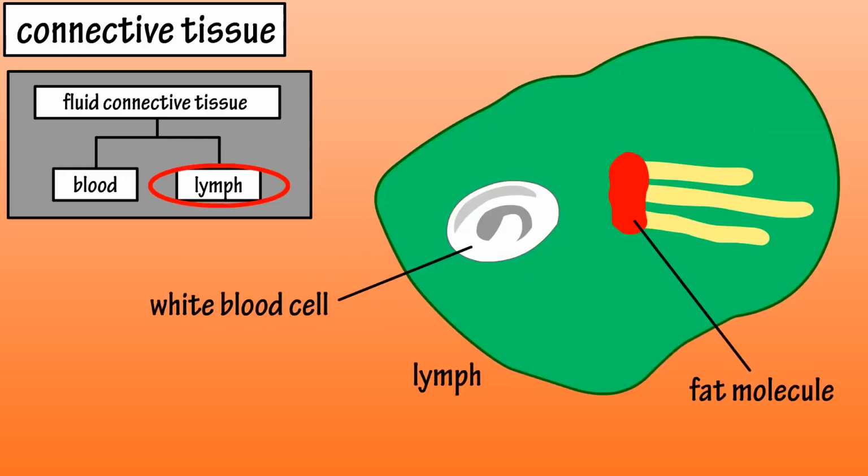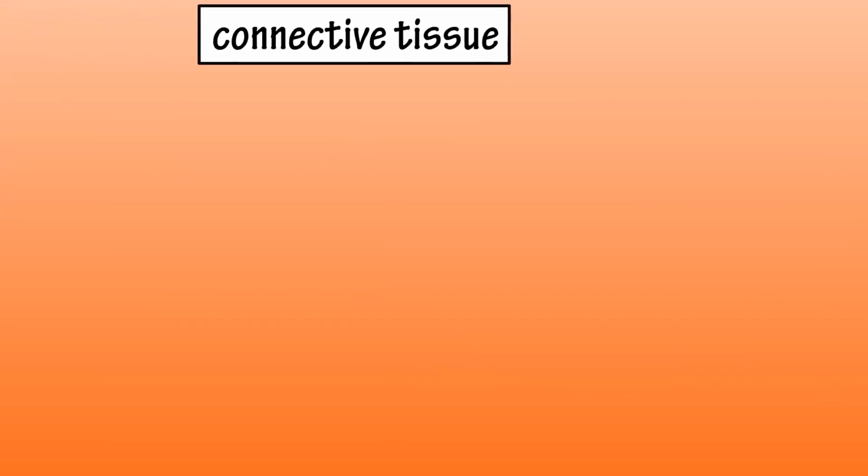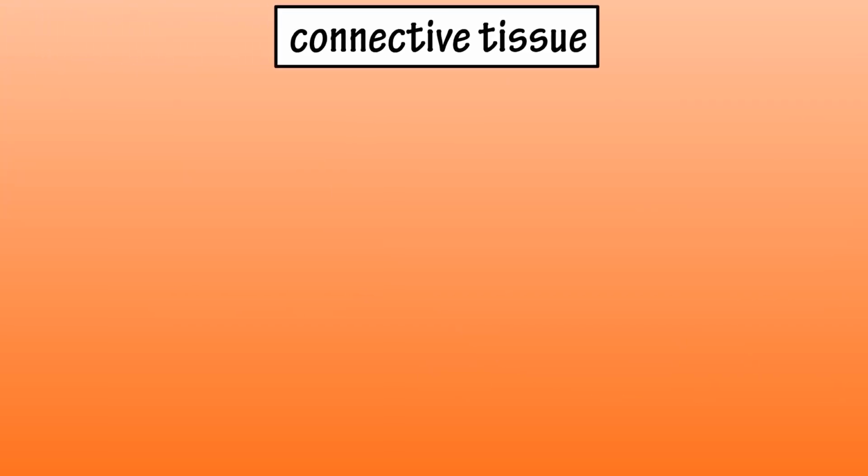Lymph originates from the interstitial fluid that surrounds tissue cells, and it transports fats and white blood cells throughout the body. And that be the basics on connective tissue.